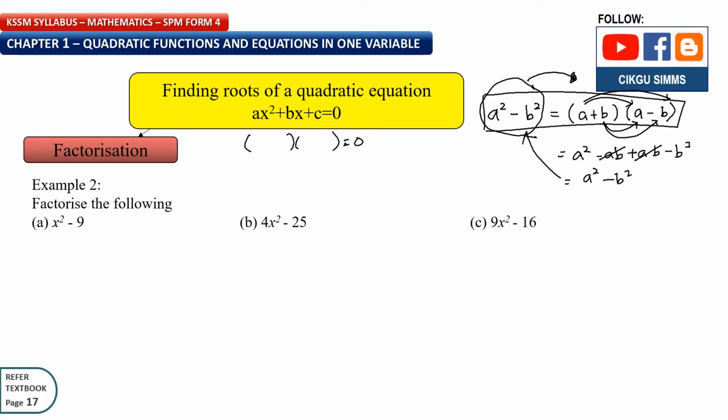Okay, let's see the first. x squared minus 9, you can make it a squared minus b squared. The first term is already a square, so we need to make 9 a square too. 9 is equal to 3 squared, right? 3 times 3 is 9. So a squared minus b squared: your a is x, your b is 3. So you make two brackets, (x plus 3)(x minus 3). This is your final answer, what you factorize. You can check whether you are correct or not.